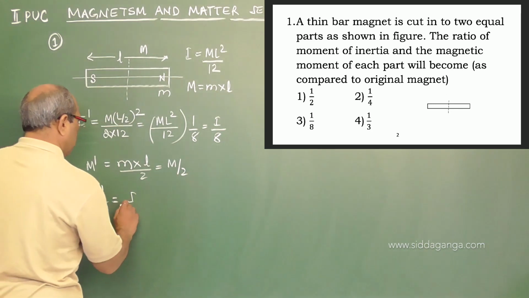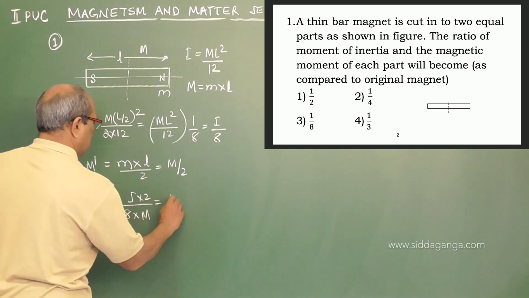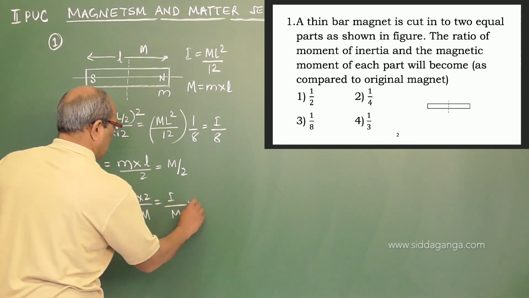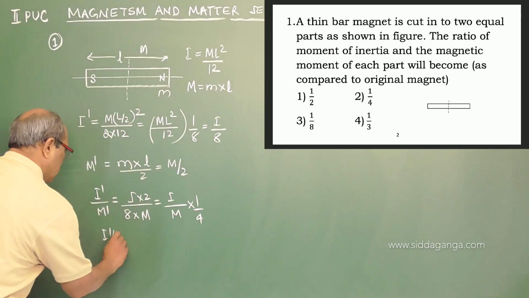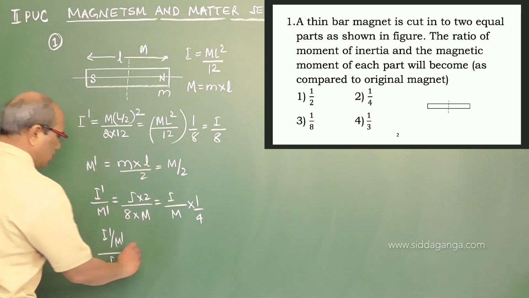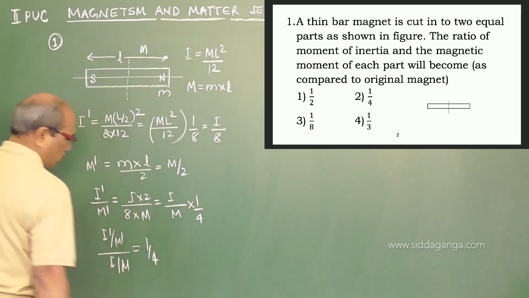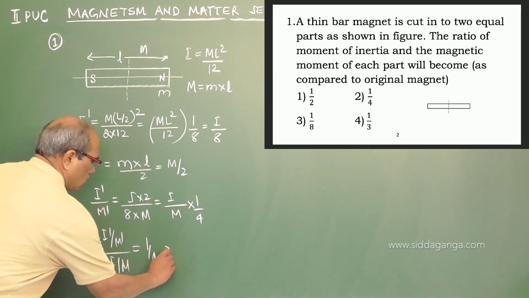I dash is I by 8 into m by 2, which becomes I by m into 1 by 4. But the question is I dash by m dash upon I by m, ratio to that. This is equal to 1 by 4. We got the answer 1 by 4, option number 2.